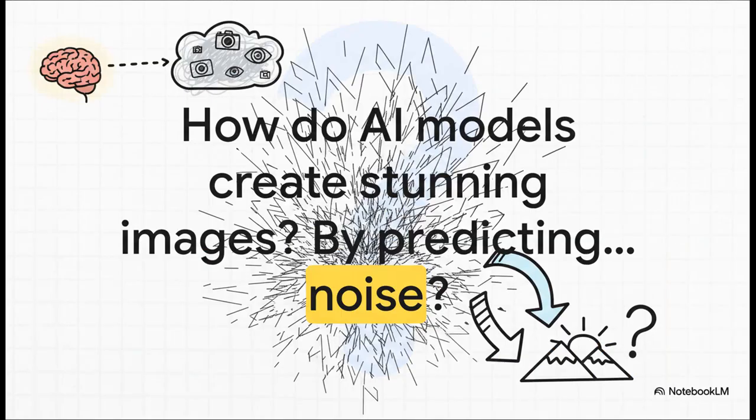So let's start with a kind of weird question. How do these powerful AI image models actually do what they do? You'd think, logically, that they learn to predict the final picture, right? Well, the strange truth is, for years now, the very best models have done the exact opposite. They learn to predict random, static-like noise. I know, it sounds totally backward, but that's been the secret sauce. The real question is, is it actually the best way to do it?